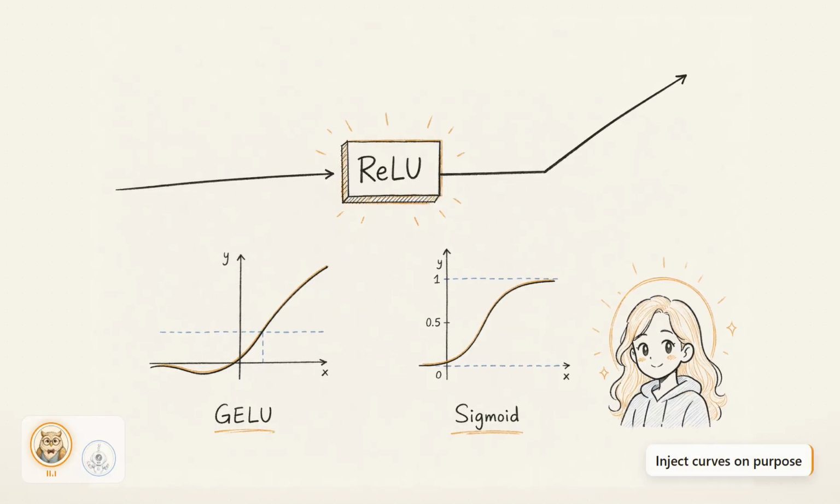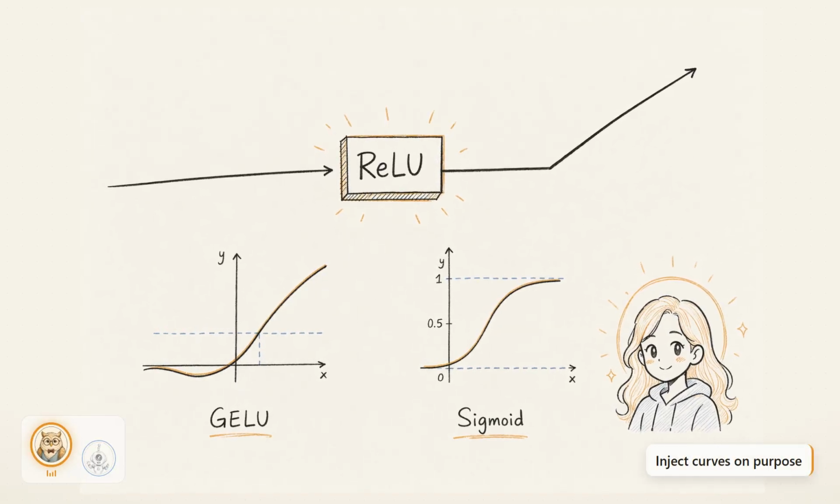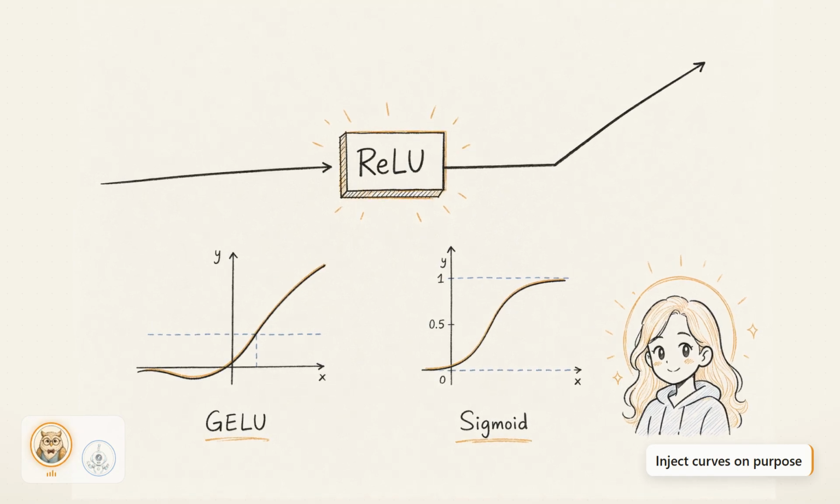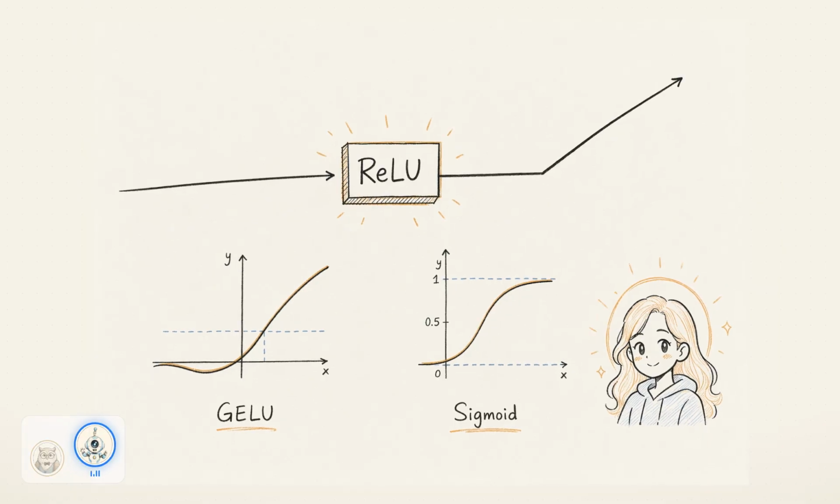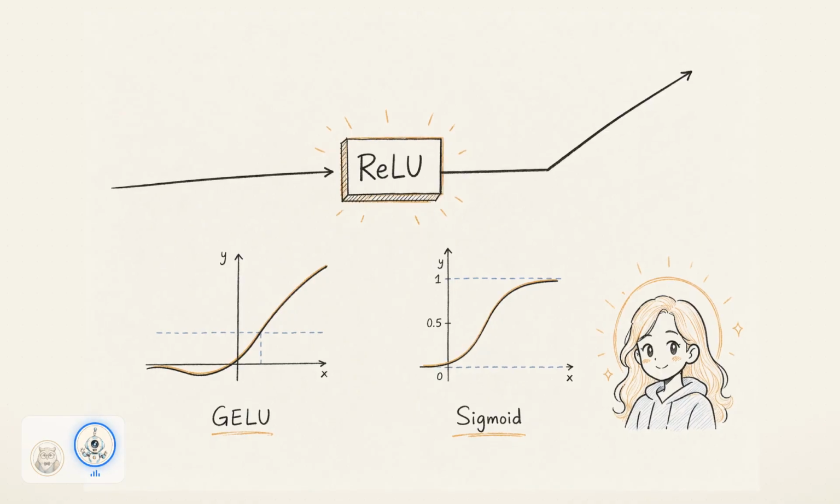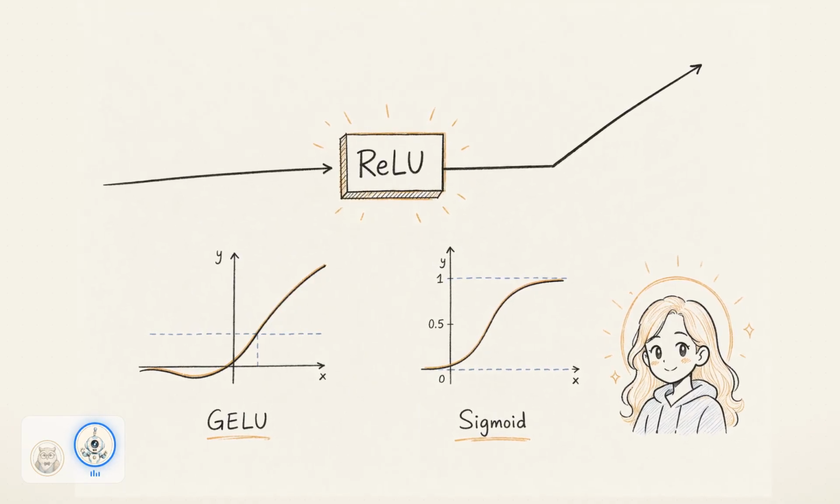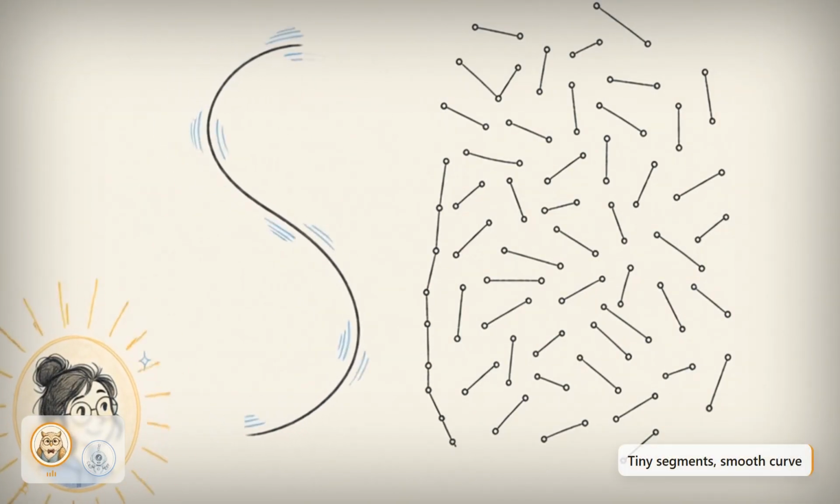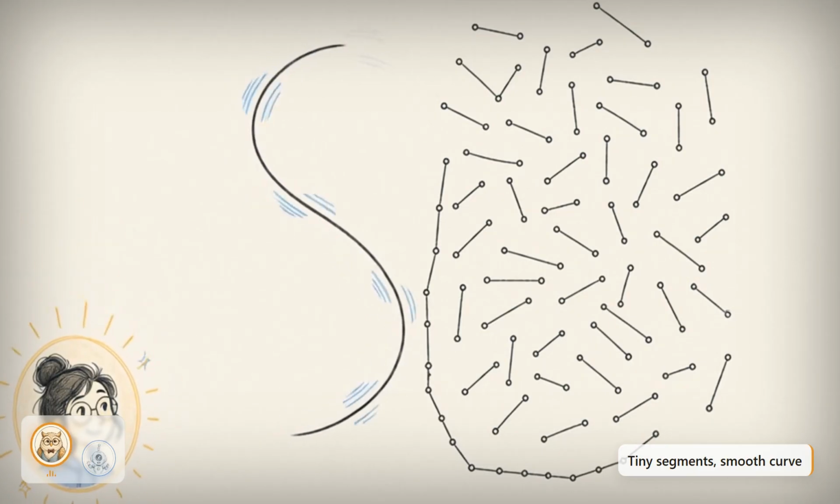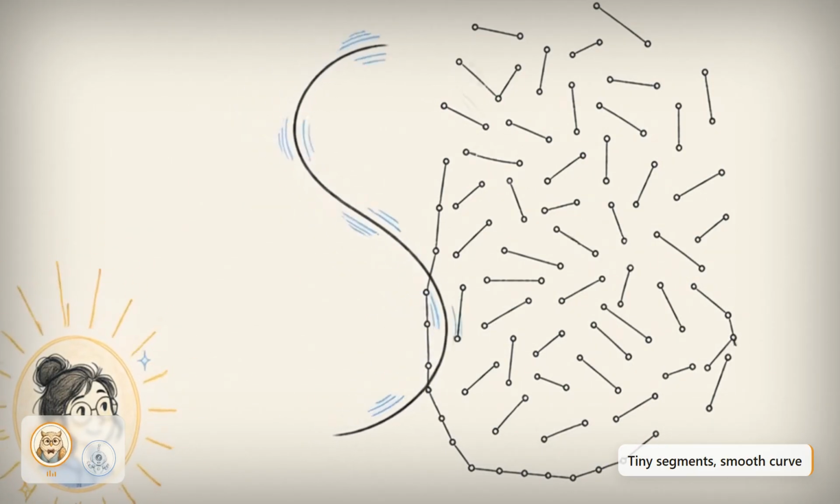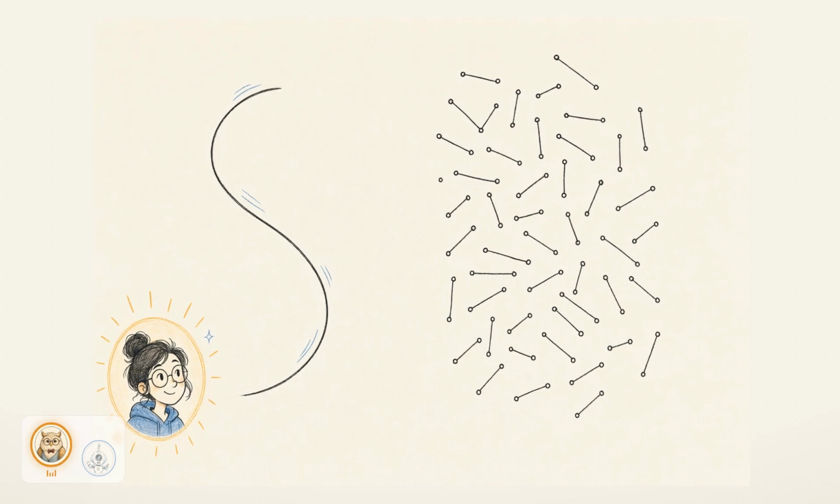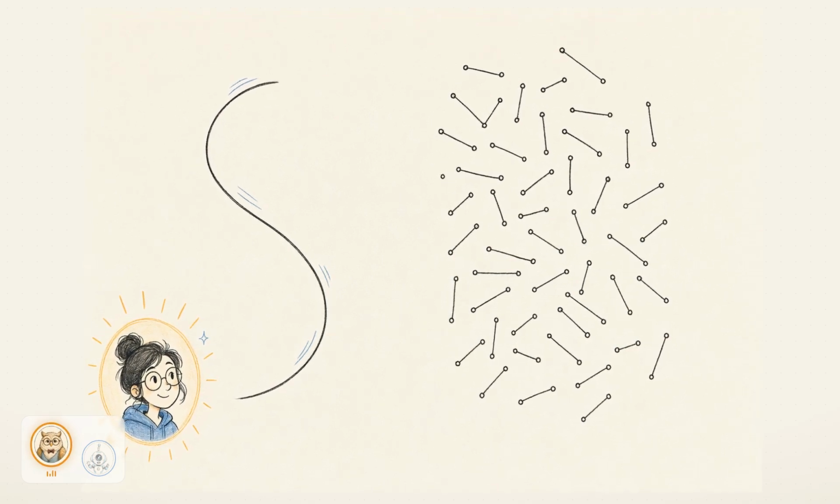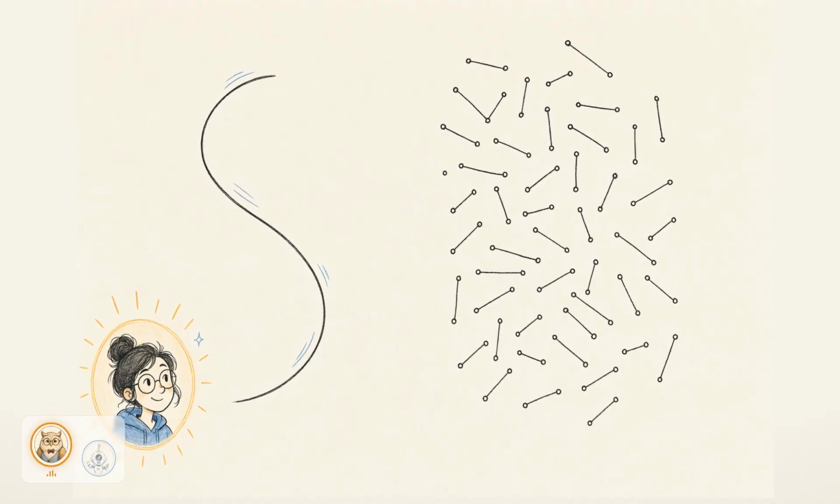Wait, all that depth? And it flattens down to nothing? Nothing. So engineers inject curves on purpose with activation functions. ReLU, GLU, sigmoid. Each one bends the straight line output into something that can actually learn. But curves are expensive to compute, right? Hardware loves plain addition and multiplication. It does. So here's the sleight of hand. Take that smooth curve and approximate it with dozens of tiny, straight segments, glued end to end. From a distance, it looks like a curve. Up close, it's fast, cheap, straight line math. Best of both worlds.